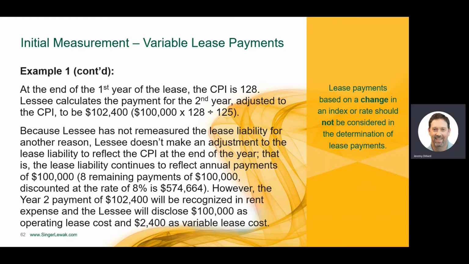Now, on a side note, I'm referring to the $100,000 and $2,400 as separate amounts because the disclosure requirements in ASC Topic 842 will have these amounts separately stated in the footnotes. So, in this example, the company may want to modify its chart of accounts to easily track these separate amounts in different GL accounts.